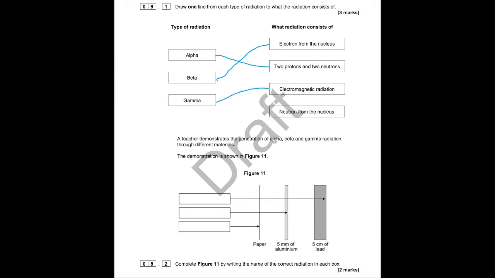A teacher demonstrates the penetration of alpha, beta and gamma radiation through different materials. The demonstration is shown in figure 11. Complete figure 11 by writing the name of the correct radiation in the box. Well, alpha is stopped by paper. Beta goes through paper but gets stopped by aluminium. And gamma goes through paper, through aluminium, and needs a thick piece of lead to stop it.